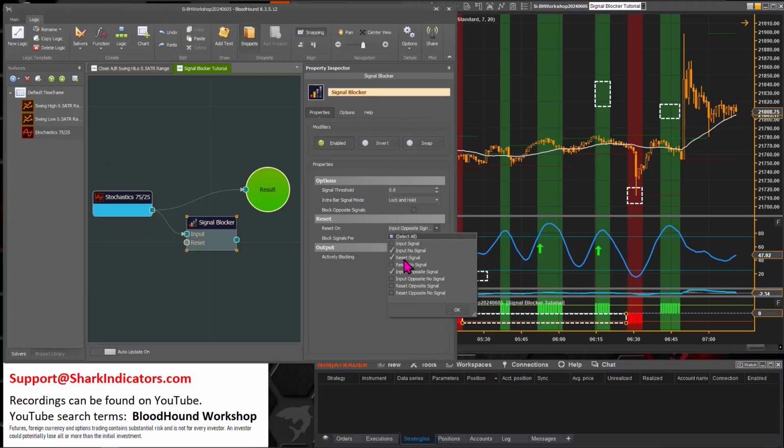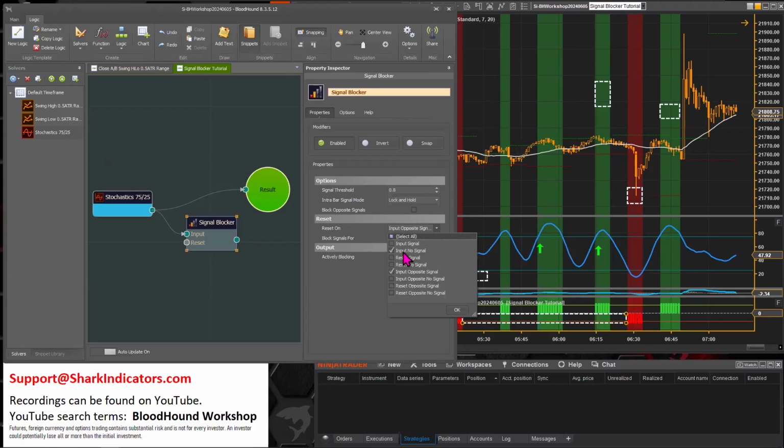And reset signal does get used a lot as well. But I think it's fair to say that in more complex systems, you start using the reset connection there. So, yeah, these three here are probably the most commonly used resets, but everything's available to you.